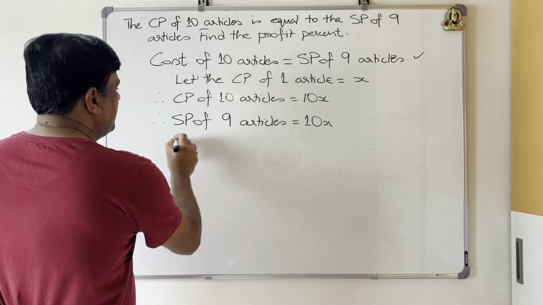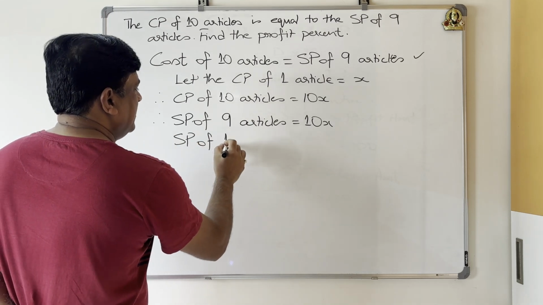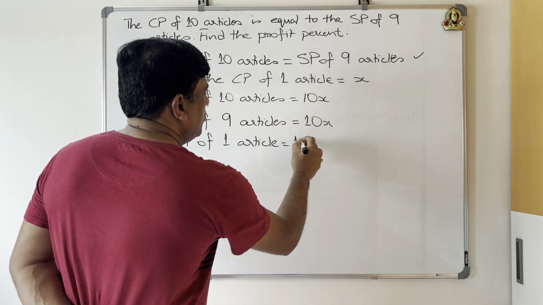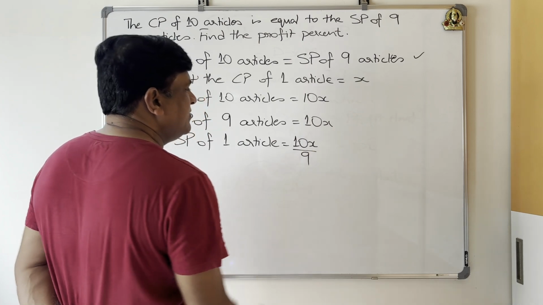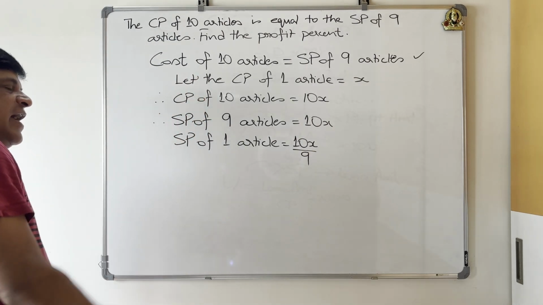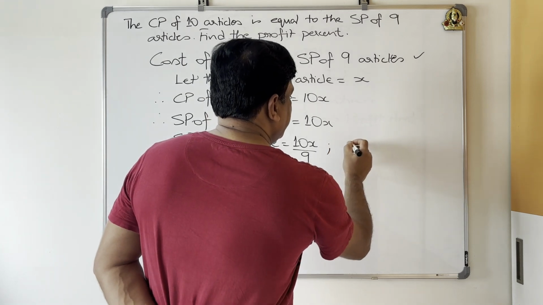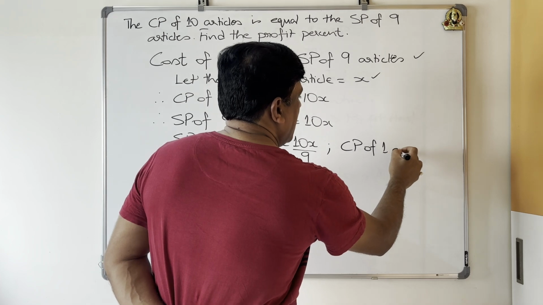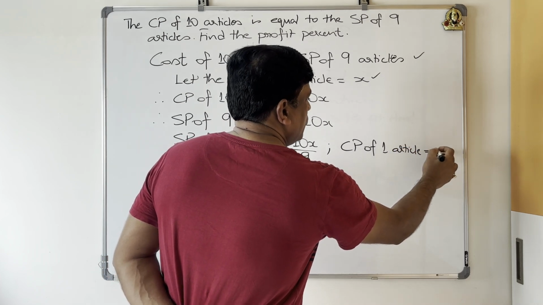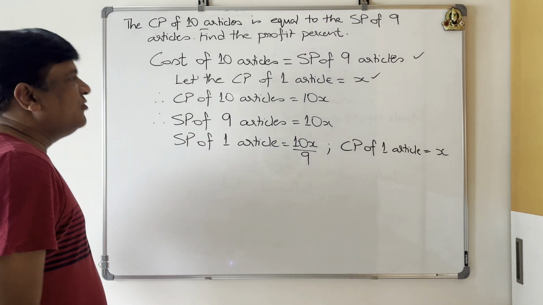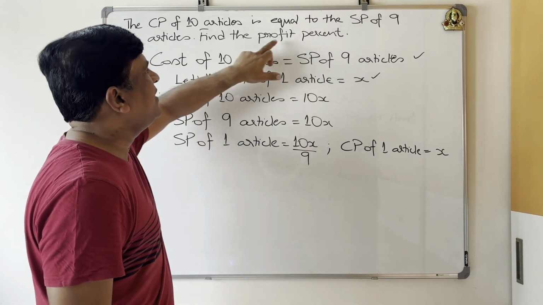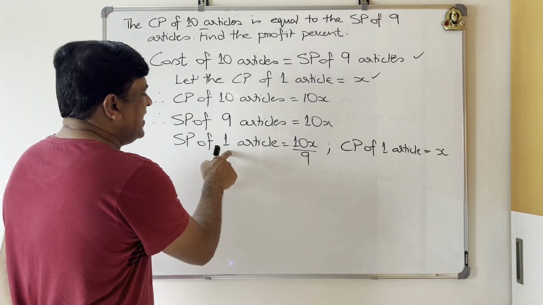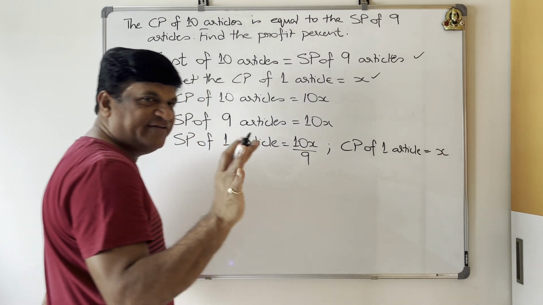So now what can I do over here? I can find out the SP of one article. What is the selling price of one article? That will be equal to 10x by 9. And I have the CP of one article, which we have already assumed to be X. Since they have asked me to find the profit percentage, clearly the selling price is more than the cost price.